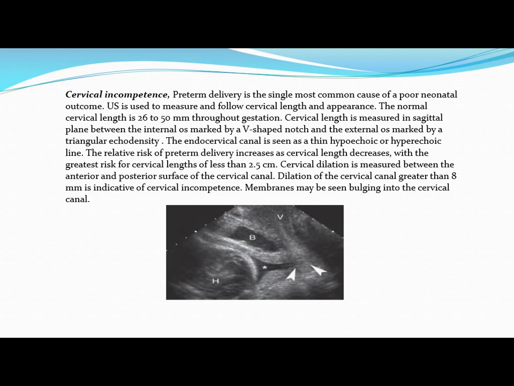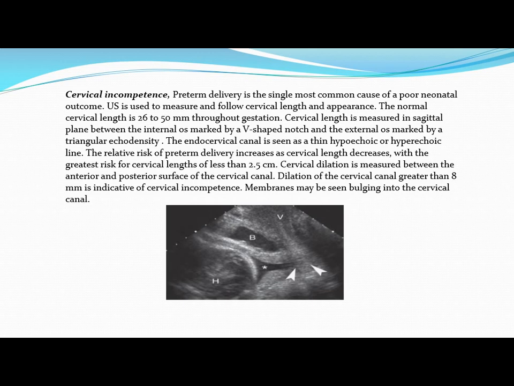Cervical length is measured in the sagittal plane between the internal os, marked by a V-shaped notch, and the external os, marked by a triangular echodensity. The endocervical canal is seen as a thin hypoechoic or hyperechoic line. The relative risk of preterm delivery increases as cervical length decreases, with the greatest risk for cervical length of less than 2.5 cm.